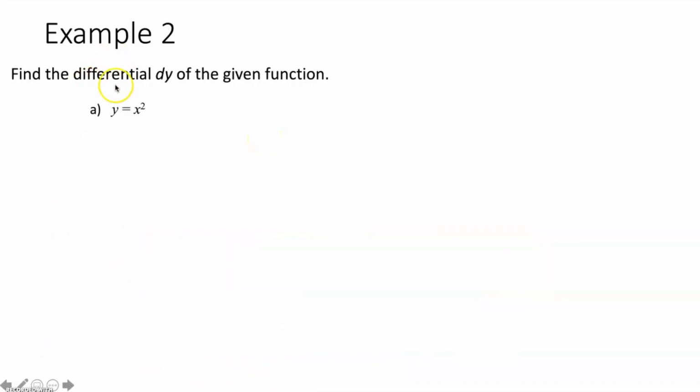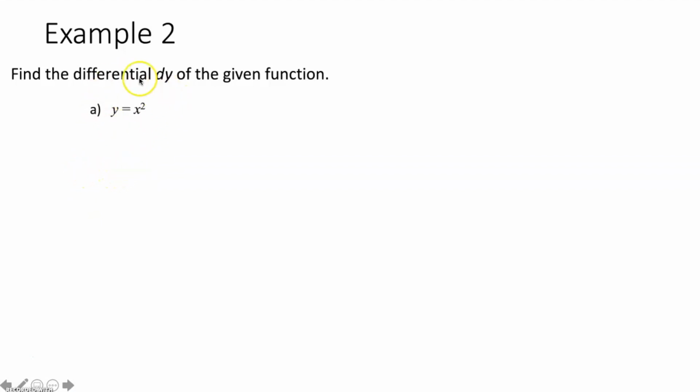Now example 2 says find the differential dy of the given function. So we have our function here, y is equal to x squared, and we're trying to find dy. This is actually super easy. All we have to do is take the derivative of this and then multiply both sides by dx, and we'll have dy all by itself on one side of the equation.